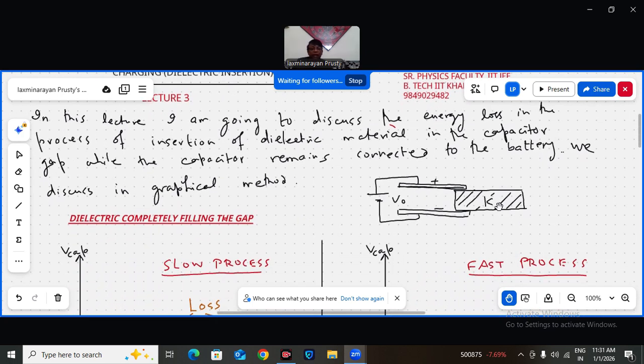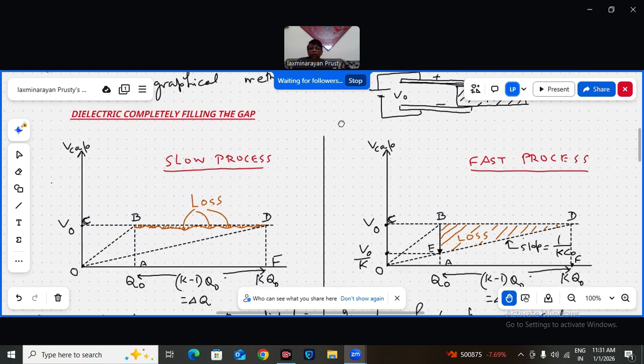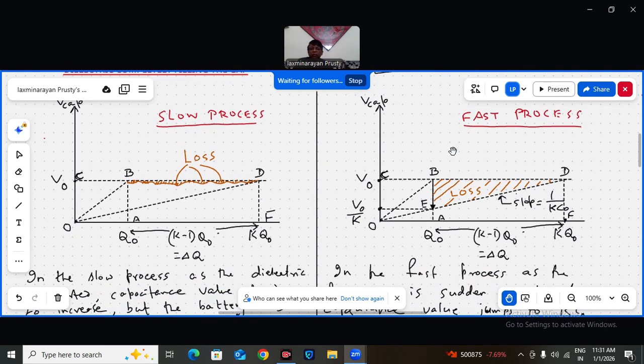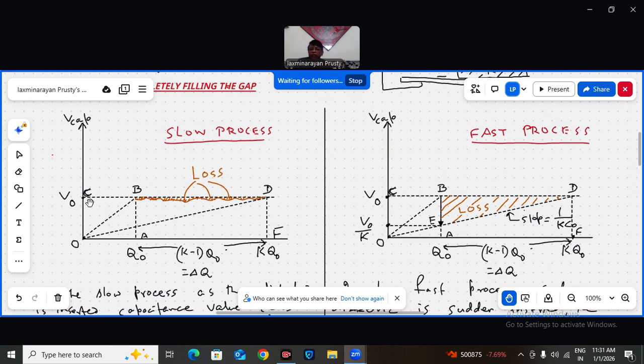So this dielectric constant K is being introduced into the gap of the capacitor which is connected to a battery whose potential difference is V0. Here I am taking the potential difference, the EMF, to be the same. So I am drawing both the processes. One is an extremely slow process, slow meaning infinitely slow. The other is a fast process. Just see the graph in the slow process.